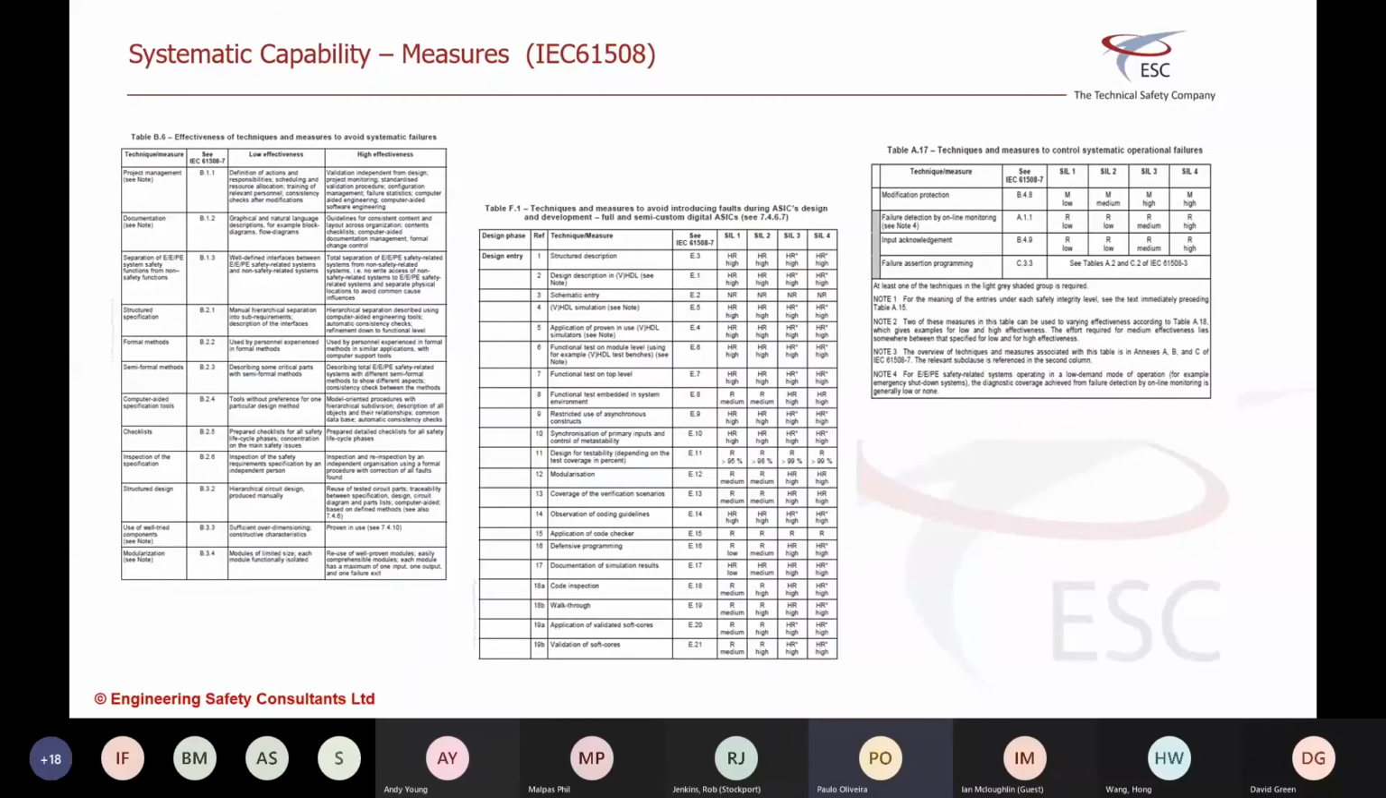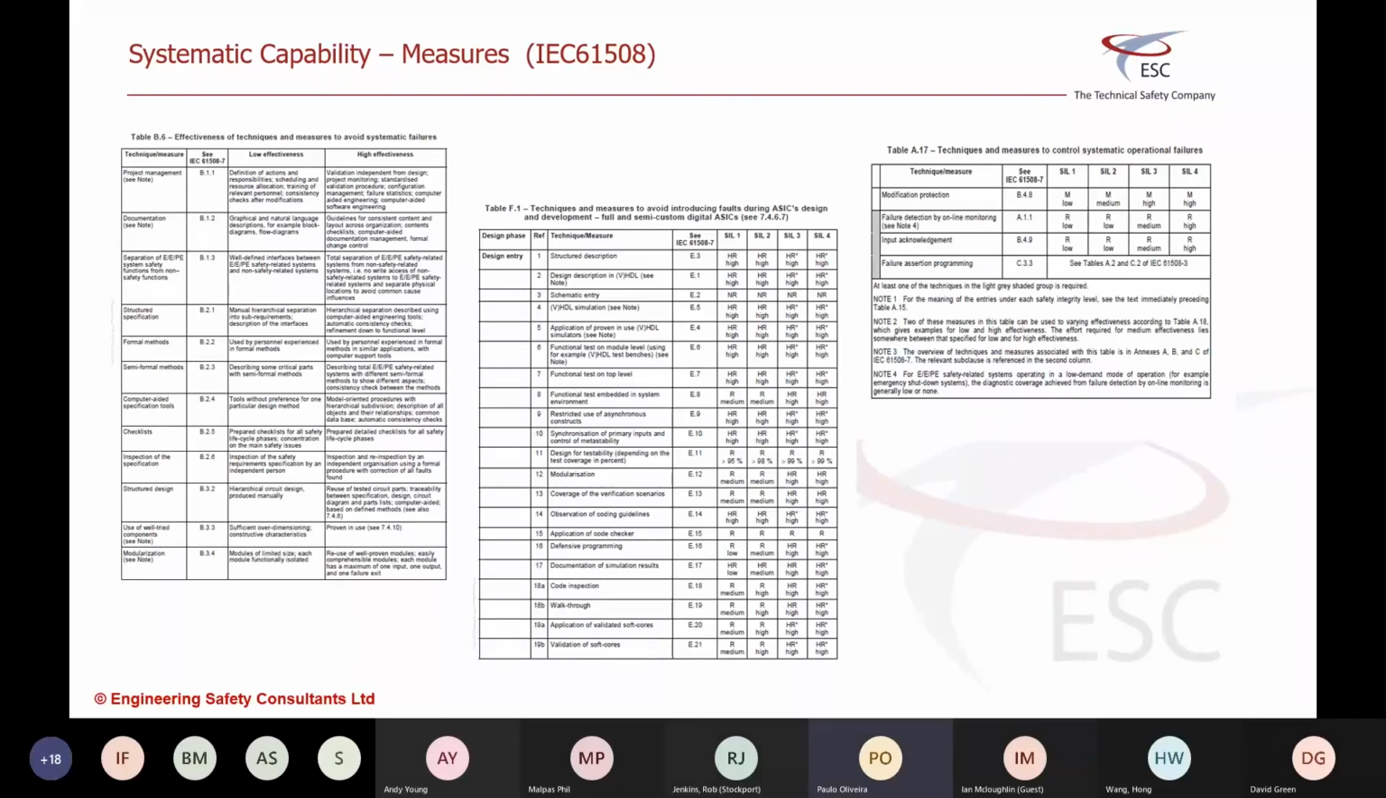It also talks about how effective they are. Project management, for example, on the table on your left. If you have a project management plan that says this is what we're going to do, this is who's going to do it, there's a schedule, resource allocation, it talks about training, and there are some checks after modifications, that's probably low effectiveness. If your project management plan includes independent validation, ongoing monitoring of the project, a standardized validation procedure, good configuration management, failure statistics, computer data design, and software engineering, that's high effectiveness. And depending on what SIL you're claiming, you might have to do one or the other.